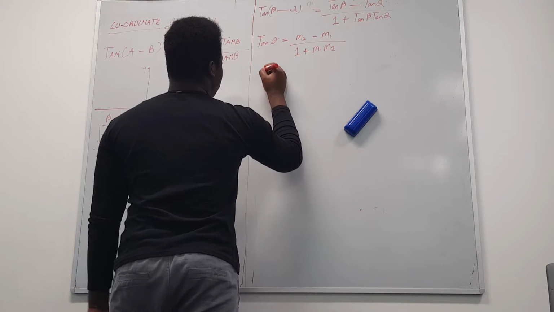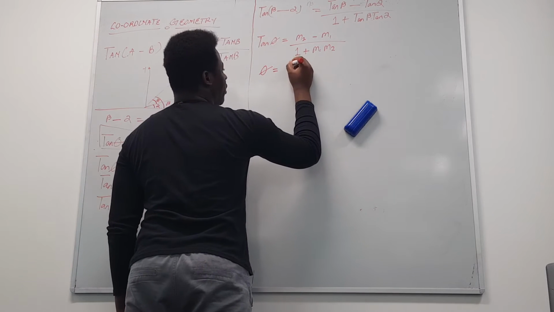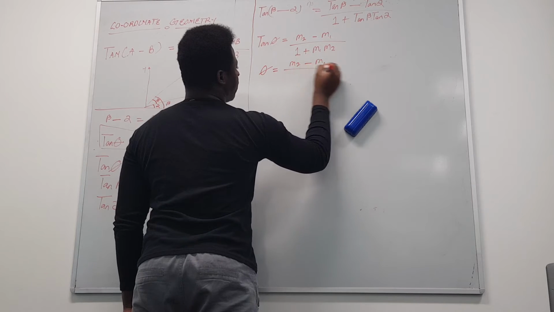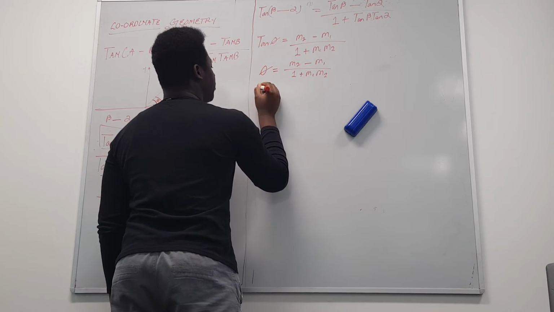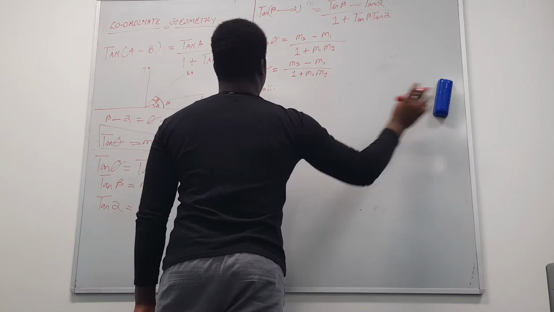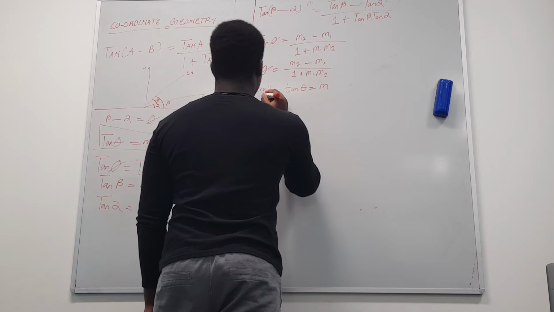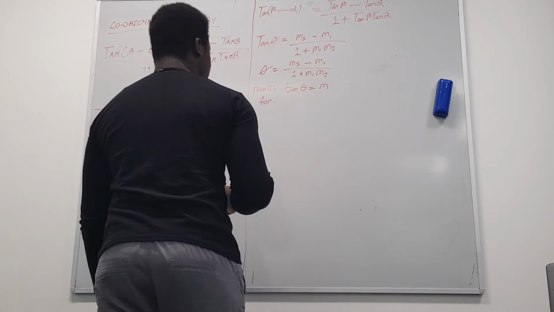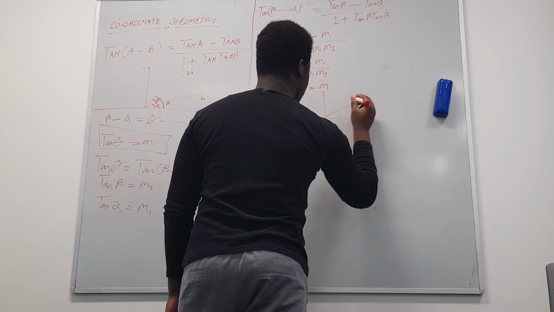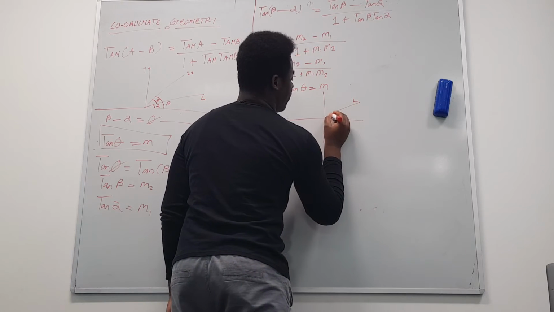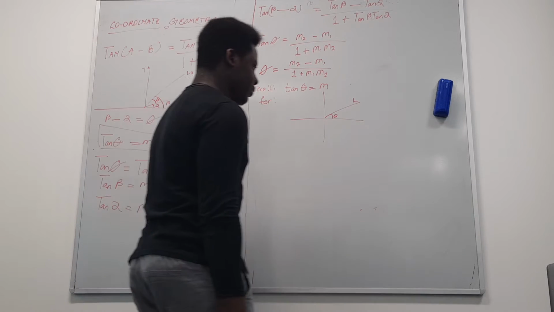So I say that this angle phi is equal to m2 minus m1 over 1 plus m1 m2. Recall something though. Recall that tan of theta is equal to m for this kind of coordinate system. I said that tan of this angle is equal to the slope.